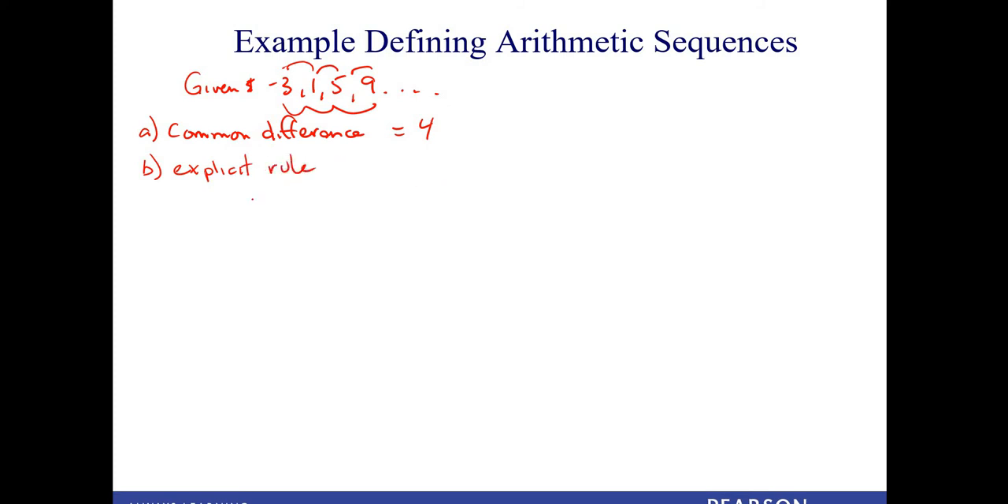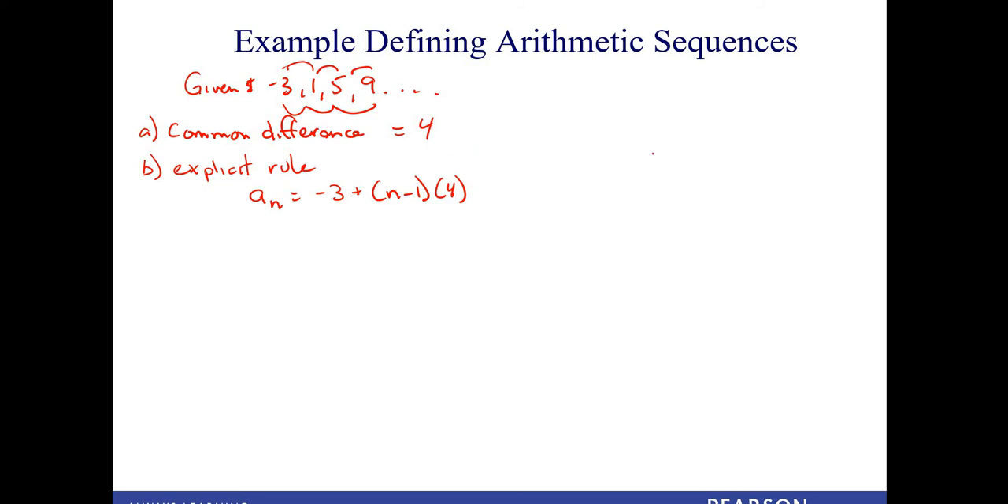So my explicit rule, A sub n, for an arithmetic sequence is always A sub n equals the first term, in this case -3, plus n minus 1 times our common difference, which is 4. So this would be the explicit rule for this particular arithmetic expression.